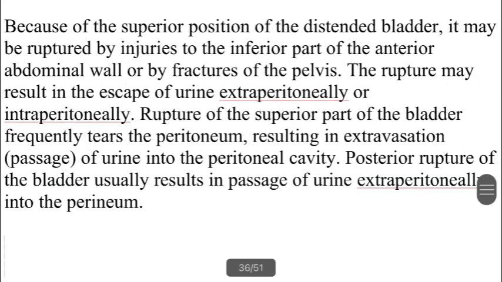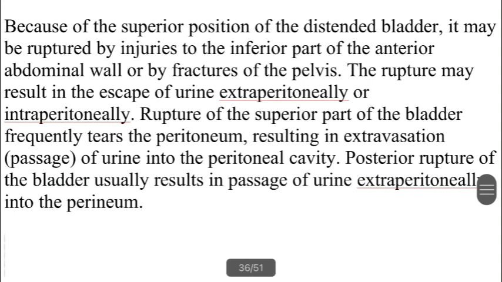Urinary calculi, that's foreign bodies and small tumors, may also be removed from the bladder through a suprapubic extraperitoneal incision. Guess what? Because of the superior position of the distended bladder, it may be ruptured by injuries to the inferior part of the anterior abdominal wall. It may also be ruptured by fractures of the pelvis. The rupture may result in the escape of urine extraperitoneally or intraperitoneally.